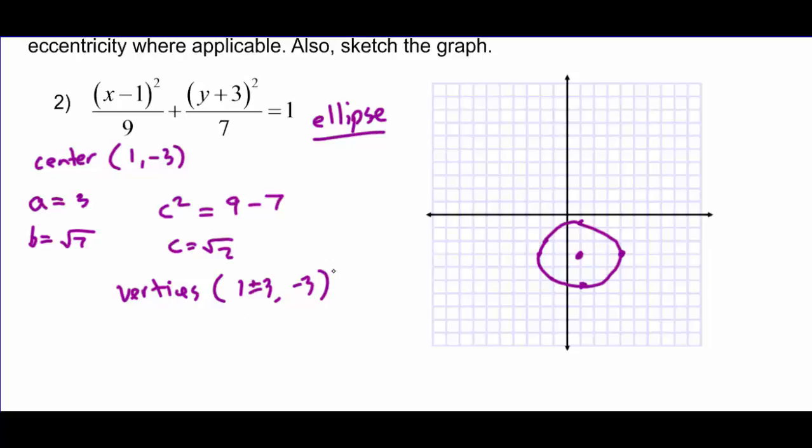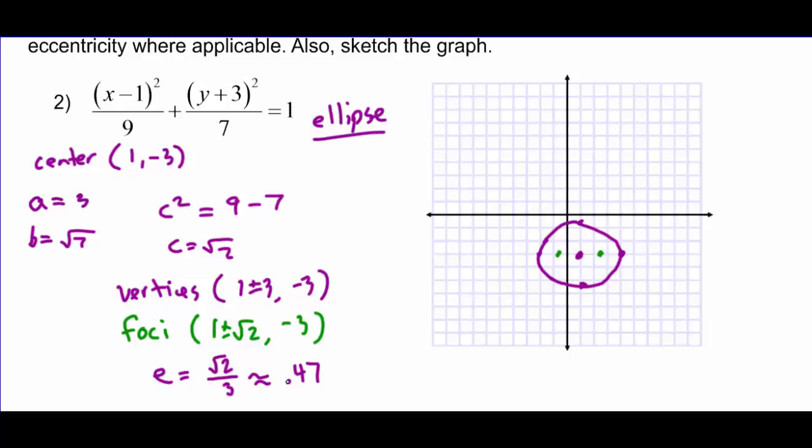We haven't talked about where the foci are. I'm going to change colors here so we can see those. They're the square root of 2 away from the center, which square root of 2 is about 1.4, so I'm going to mark those there. The foci are at 1 plus or minus square root of 2 and -3 still. And then lastly, we need to talk about the eccentricity. The eccentricity here, it's always c over a, so in this case that's square root of 2 over 3. Now if we're approximating that value, it's about 0.47.